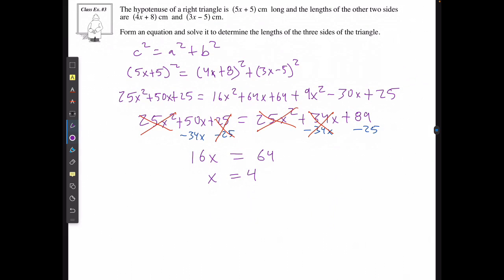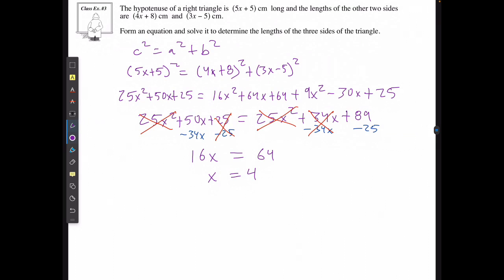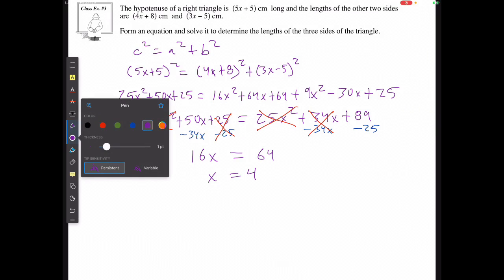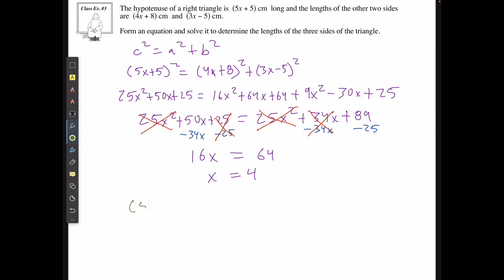Now that I know that, it wants me to find the lengths of the three sides of the triangle. Well, I know that one side was 5x plus 5, or 5 times the value of x, which is 4, plus 5, which means that one side is going to be 25 centimeters.